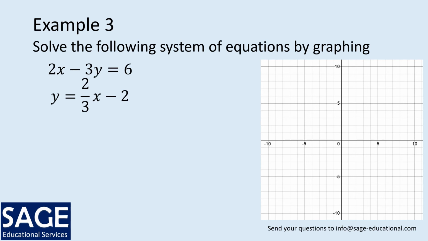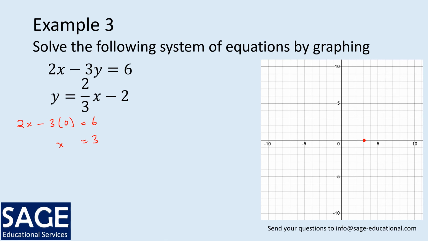Now, this is the next example. I have 2x minus 3y is equal to 6. So I start by finding the intercepts. So first I'll make y is equal to 0 to find the x-intercept. And when I solve for x, I get x is equal to 3. So x is equal to 3, that's the x-intercept.